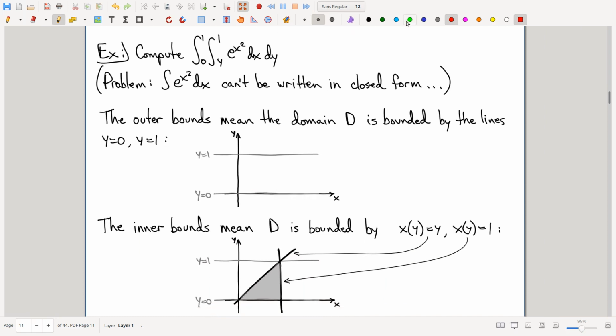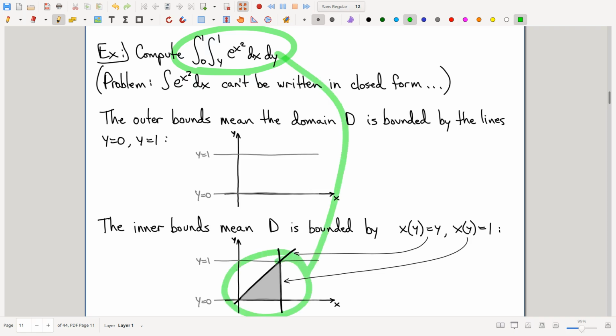If you have an iterated integral, where do iterated integrals come from? They come from double integrals, defined on some domain. And you can just reverse engineer what this domain is. Notice the lower bound for x here is y. That corresponds to this curve here, x equals y. And notice that the upper bound for x here is 1. That corresponds to the equation x equals 1.